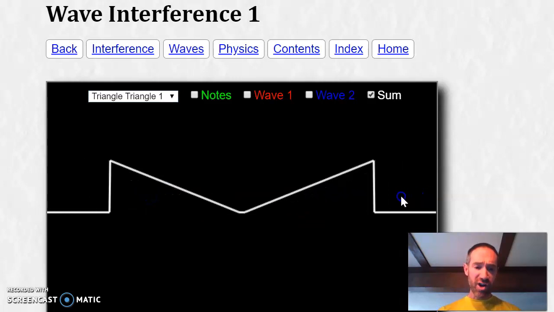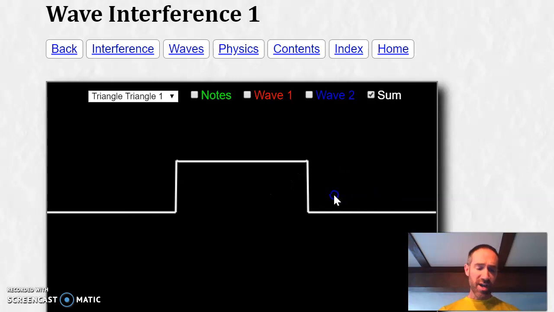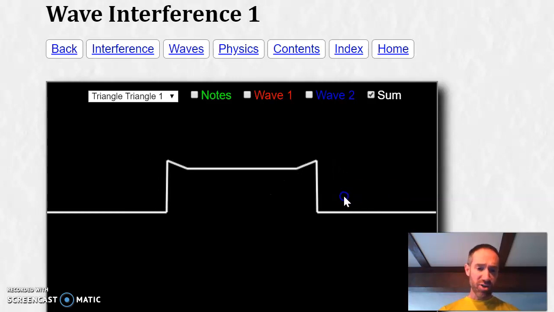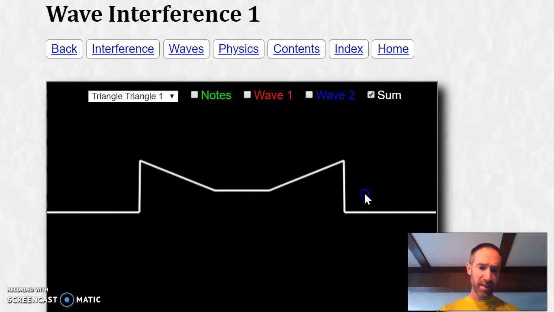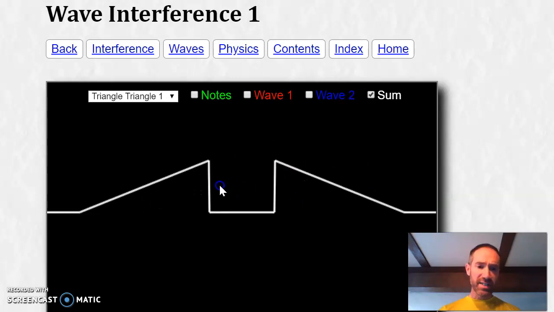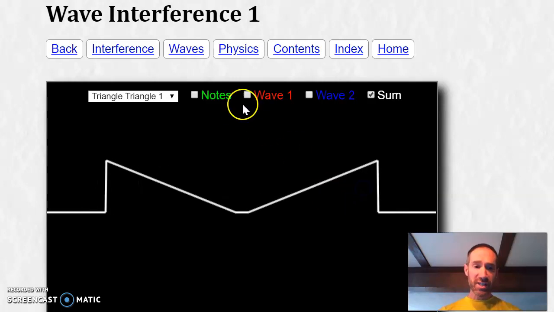Depending on what the shapes of the waves are, you can get a lot of pretty neat patterns. Here's a triangle added onto a triangle. You can see that a triangle added onto a triangle gives you this basically horizontal line, kind of a neat thing. There you go. And you'll be able to link to this simulator in the comment section below, so you can check this thing out for yourself.